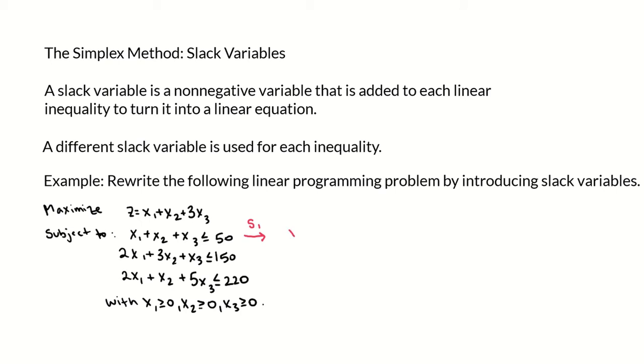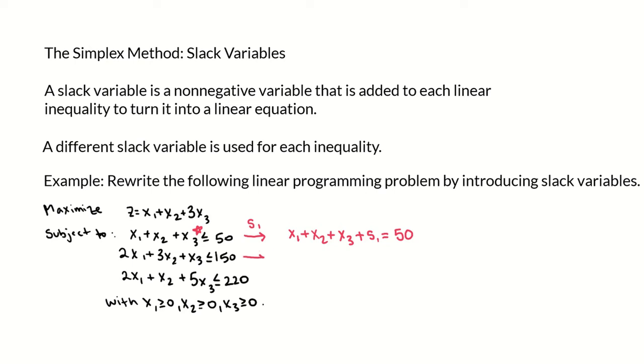As an equation with s1, we'll write x1 plus x2 plus x3, so that's the left side of the inequality, and then add the slack variable s1 and change the inequality to an equal sign. So it's exactly the same except we've added s1 on this side of the equation. Same with the other inequalities.